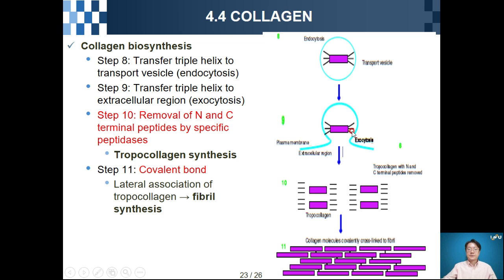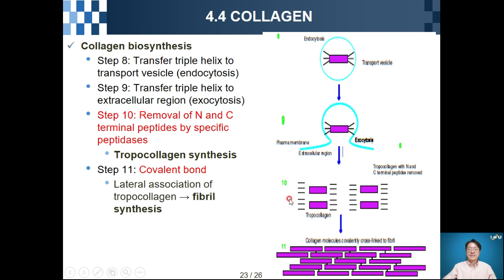After that, this triple helix has the N-terminal peptides and also C-terminal peptides. So step 10 is the sixth post-translational modification. It means that it will remove the N and C terminal peptides by specific peptidases, and that will make the tropocollagen. So tropocollagen synthesis happens by removal of the N and C terminal peptides.